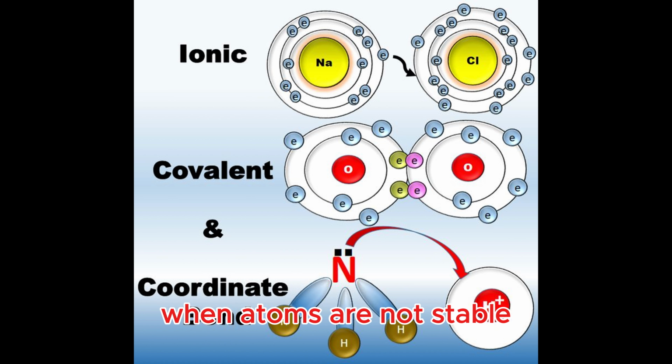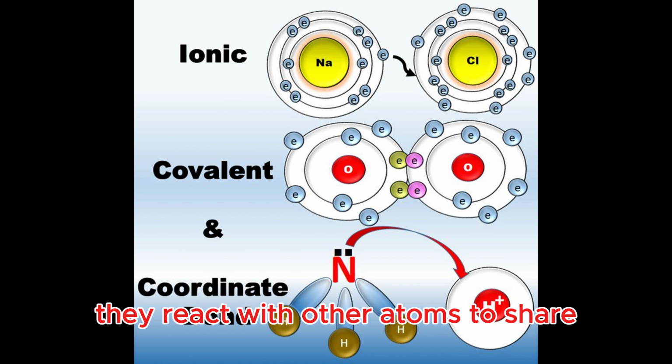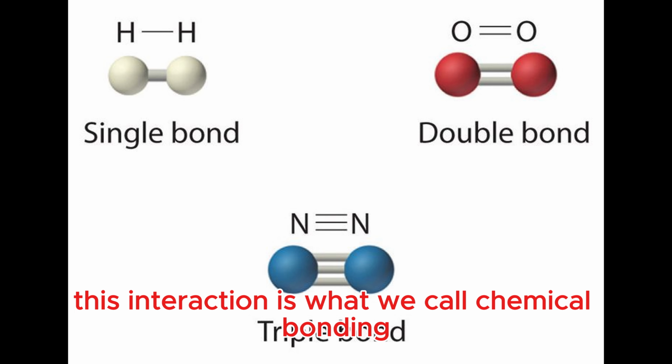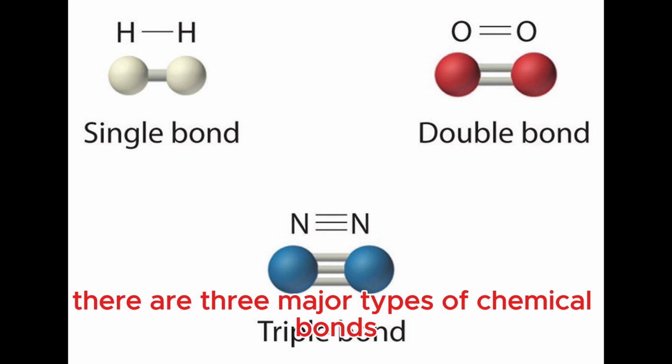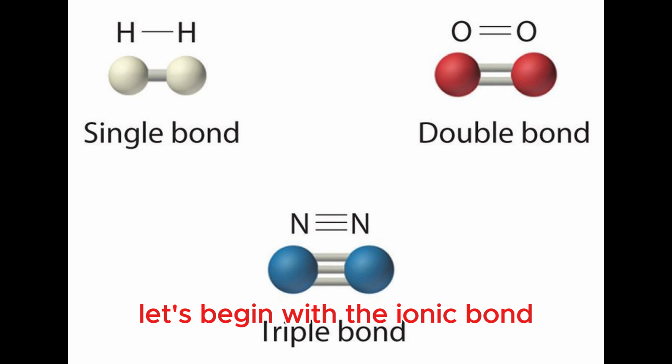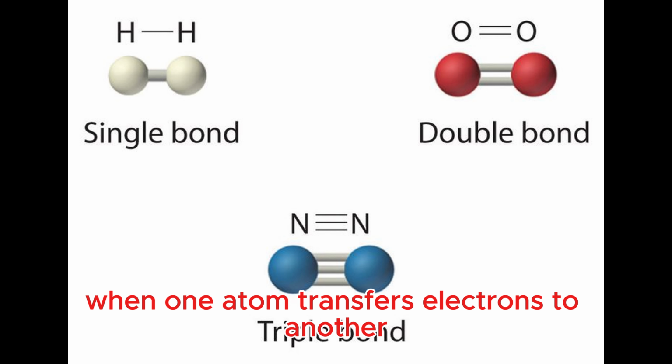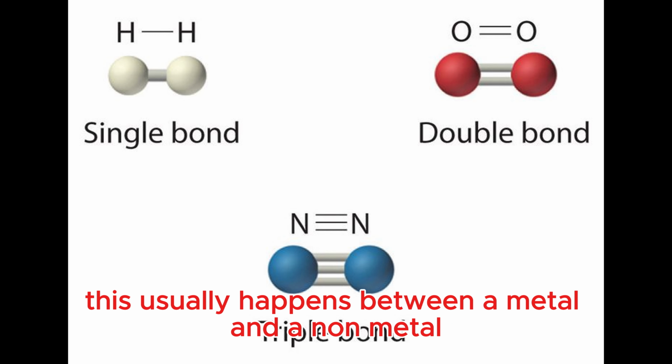When atoms are not stable, they react with other atoms to share, lose, or gain electrons. This interaction is what we call chemical bonding. There are 3 major types of chemical bonds. Let's begin with the ionic bond. An ionic bond occurs when one atom transfers electrons to another. This usually happens between a metal and a nonmetal.